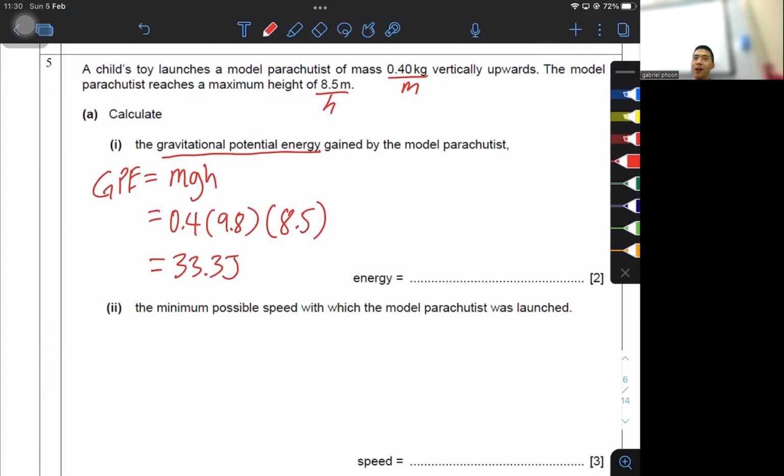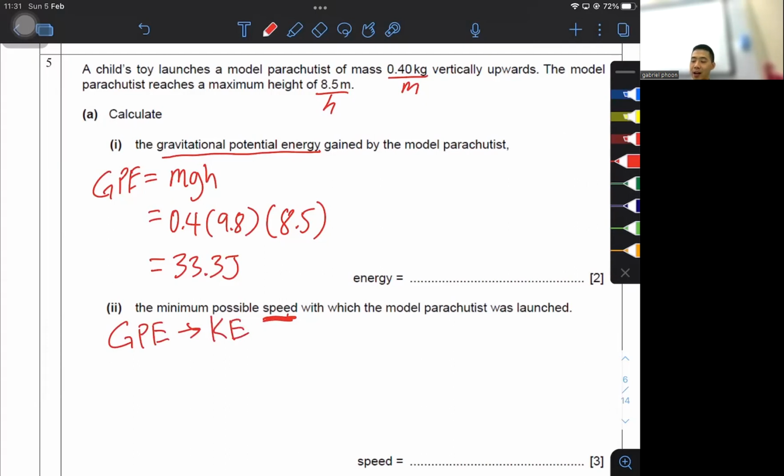Then the next question, which comes after the GPE, is a very standard one. As soon as they ask you to find the speed, guys, what principle is this again? Yes, it's the principle of conservation of energy, which states that energy cannot be created nor destroyed, always transferred from one form to another. In this case, the first form will be your GPE, that is converted into your second form, which is your KE. Write this down first.